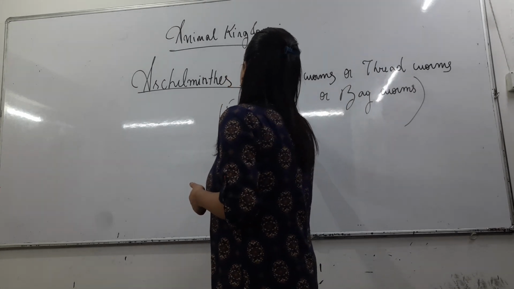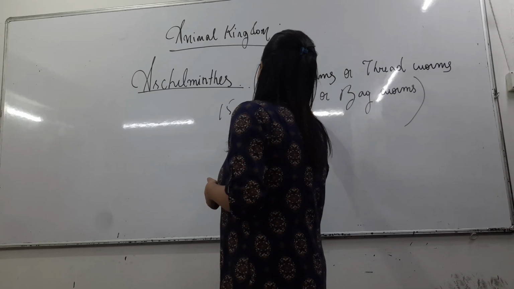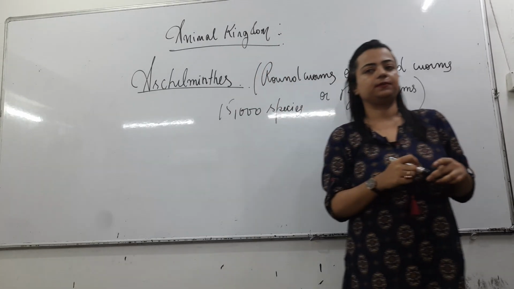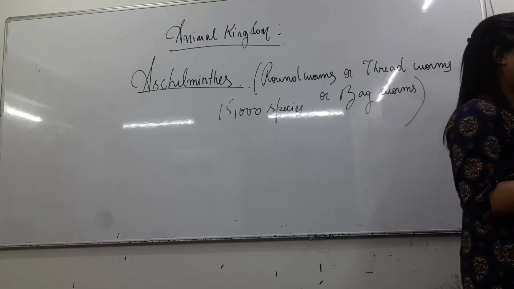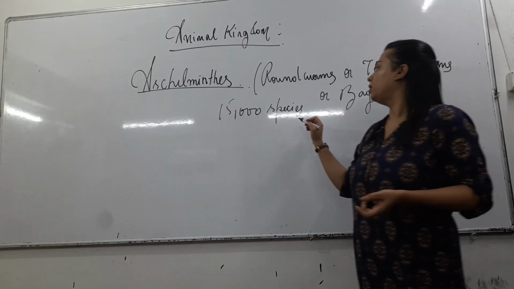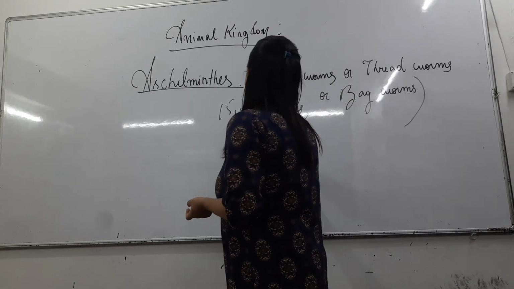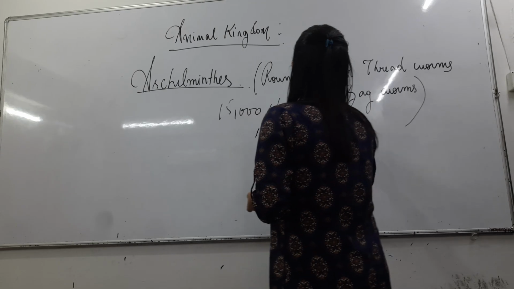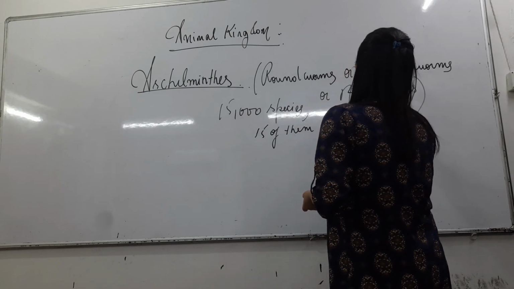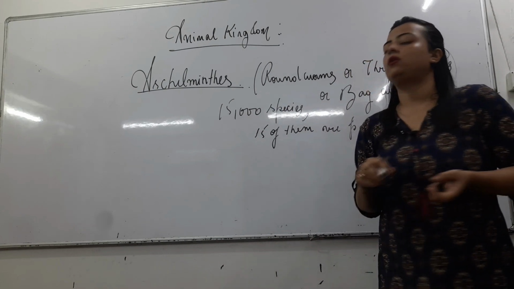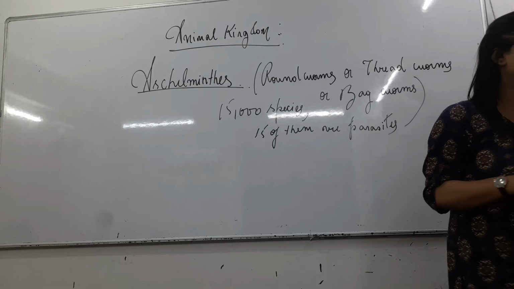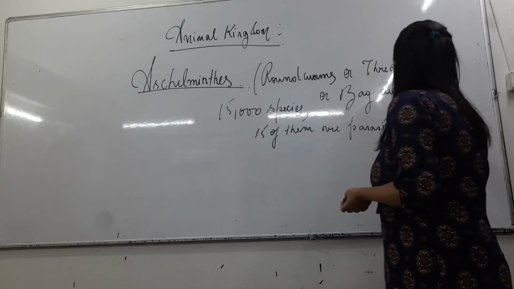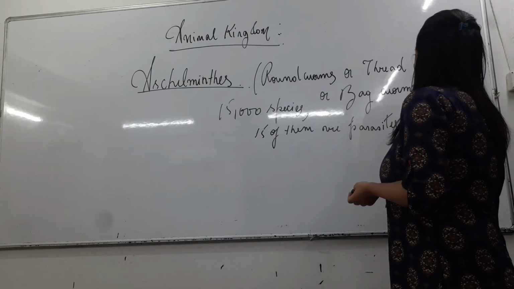It includes about 15,000 species. And among 15,000 species, 15 of them are parasites of man. Parasites of man.